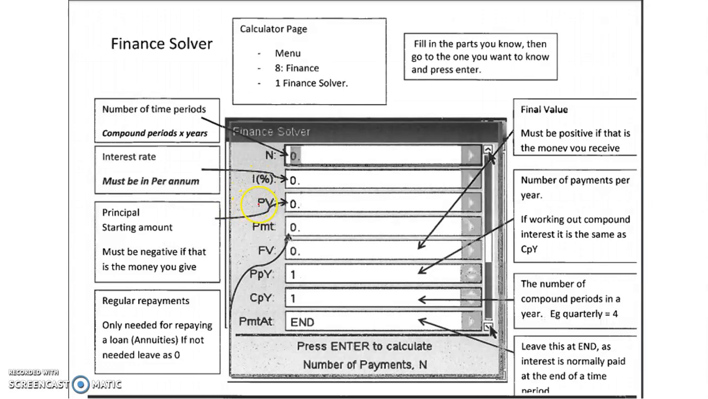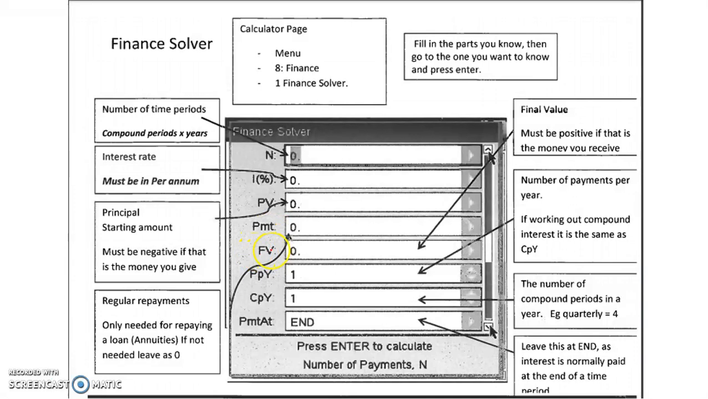PV, principal value, starting value. Anytime you're using Finance Solver, if you are giving money away or putting money into a bank, any way that the money is going away from you, it will be negative. So for these examples, they are negative, but if you take out a loan, the money comes to you, and in that case, it will be positive. PMT is your regular repayments. For these examples, we're not going to worry about these, but if you're putting extra money into an account or drawing money out of an account or paying off a loan, then this will worry you.